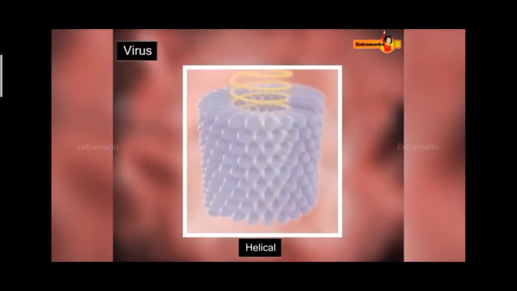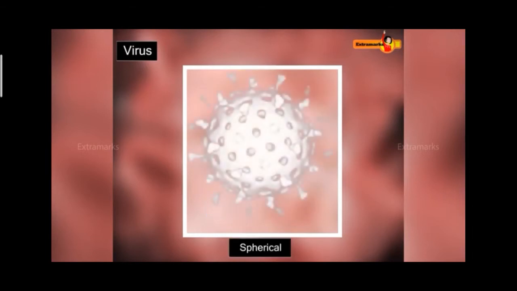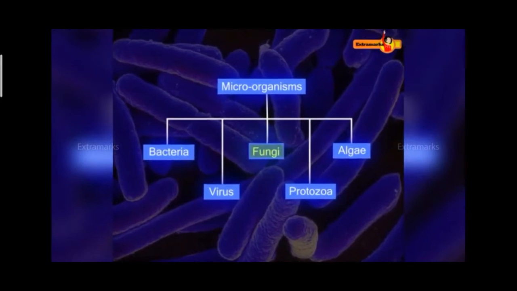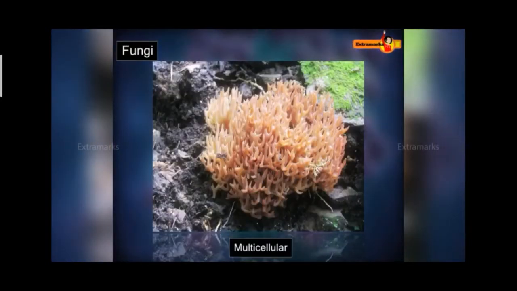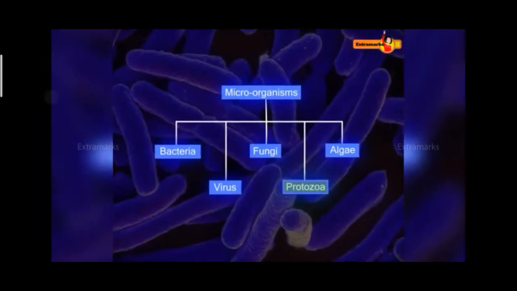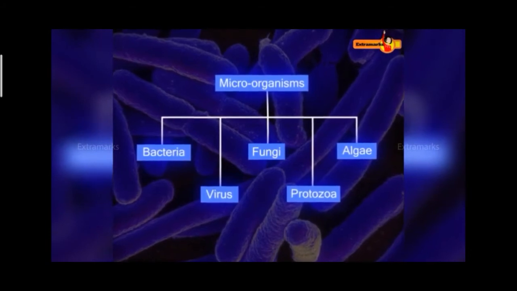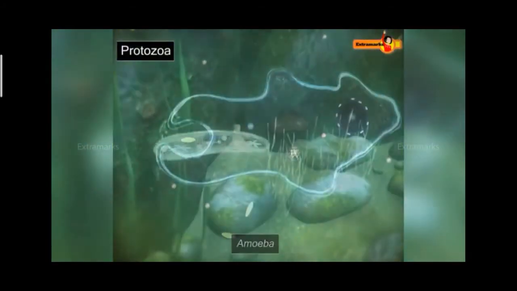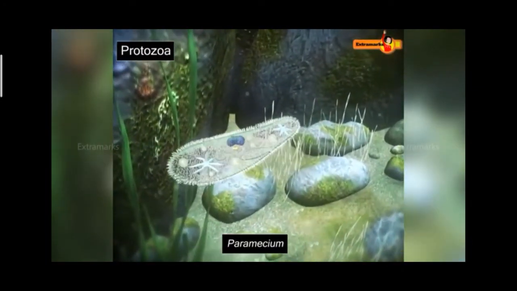Viruses come in different shapes. A variety of shapes are there. Fungi. Fungi can be single-celled or multicellular. Protozoa. Examples: amoeba and paramecium. They are aquatic in nature.